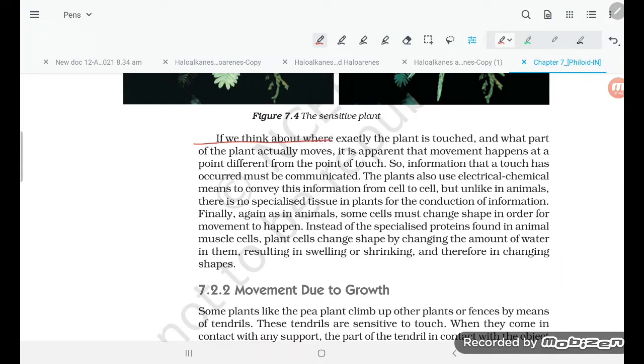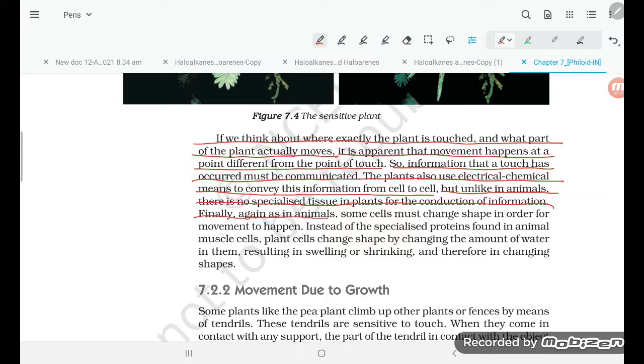If we think about where exactly the plant is touched and what part of the plant actually moved, it is apparent that movement happened at a point different from the point of touch. So, information that a touch has occurred must be communicated. The plant also uses electrical-chemical means to convey this information from cell to cell, but unlike in animals, there is no specialized tissue in plants for the conduction of information.